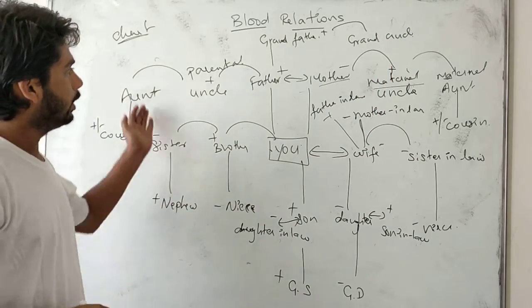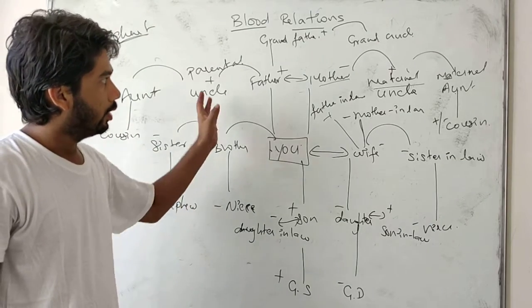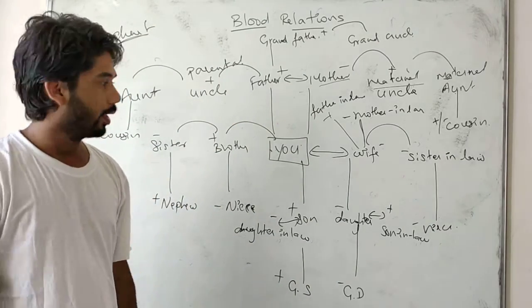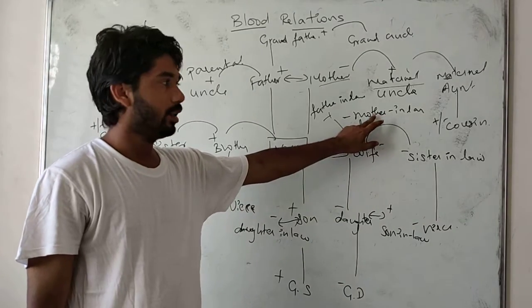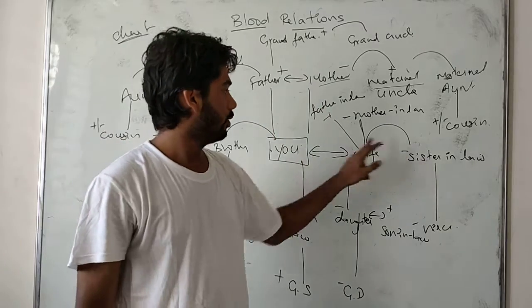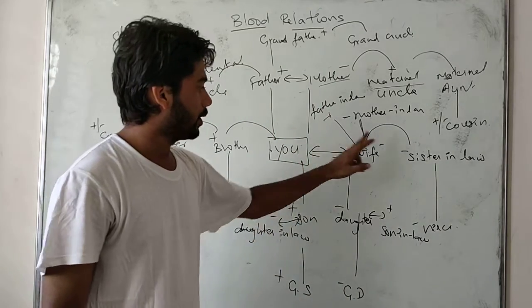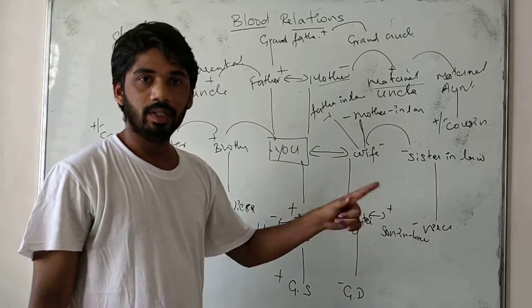So students, in this way the relationships are formed. Please note it down and remember the relationships. See students, from you, your wife is your wife, her mother is mother-in-law for you, father is father-in-law. Your wife's sister we will be calling sister-in-law. Your wife's sister's son, daughter: daughter means niece, son means nephew.